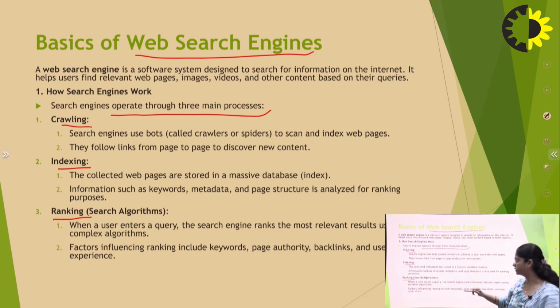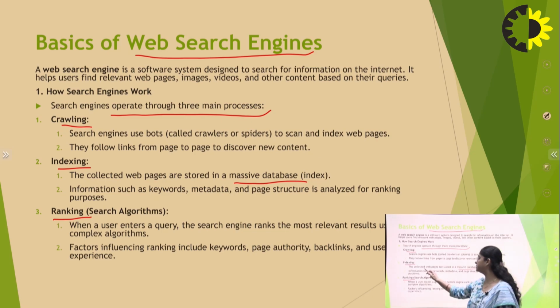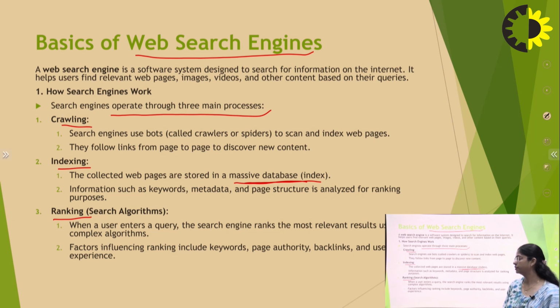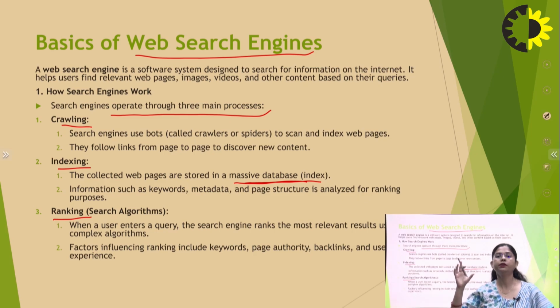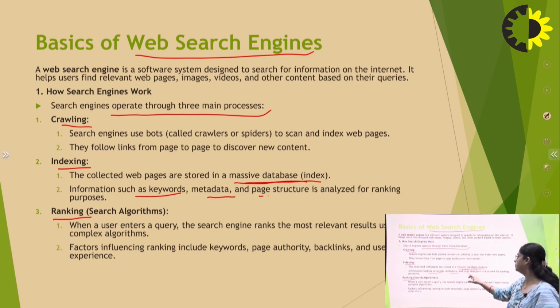Next is indexing. What is indexing? The collected web pages are stored in a massive database. Index means we have collected the web pages and stored them in a particular database. So we index the particular data so that we can find it quickly. We form different groups and put that data in different folders or groups so that we can find those groups very easily. Next, information such as keywords, metadata, and page structure is analyzed for ranking purposes. Metadata is data about data.